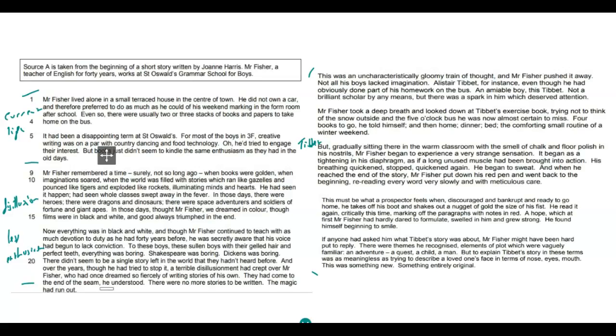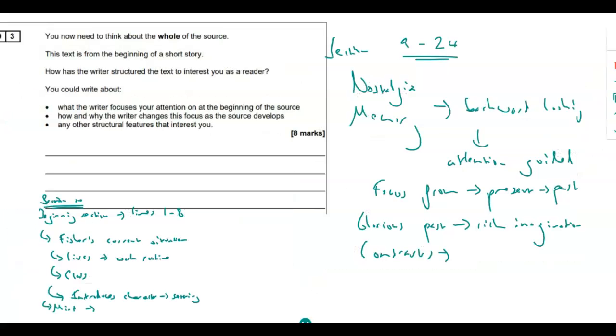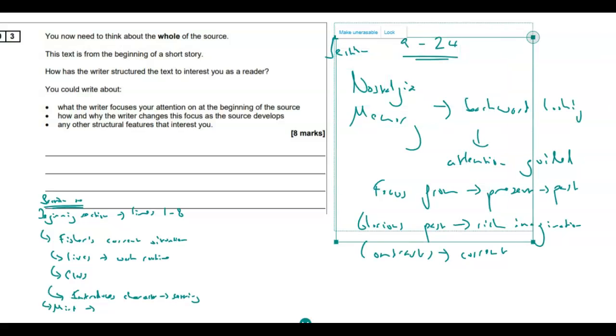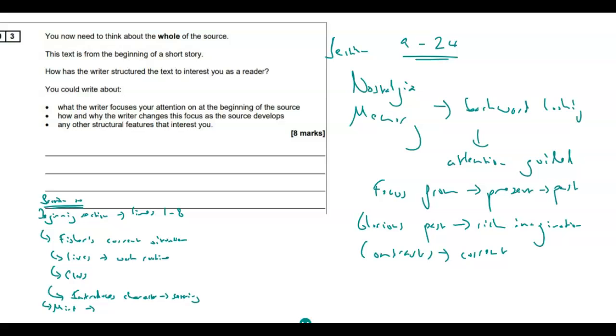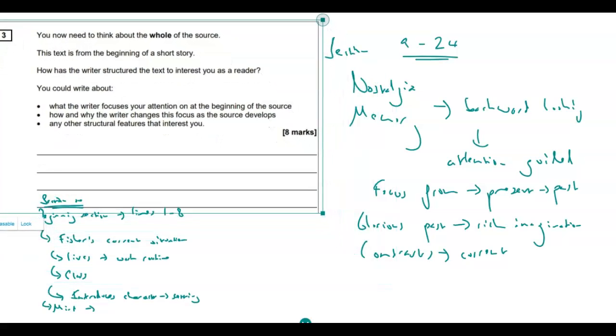Sullen boys, gelled hair, perfect teeth. Shakespeare was born. I wonder what era this is. Maybe it's like the 80s or 90s. It's definitely, I would say, pre-internet, because it doesn't mention anything to do with the internet, but I think it's probably 80s or 90s. It was all boring to them. So there's definitely a contrast there between current students as well. So I would pick out maybe 1 or 2 quotations that would also just illustrate that as well. So that would be my section 2 analysis.